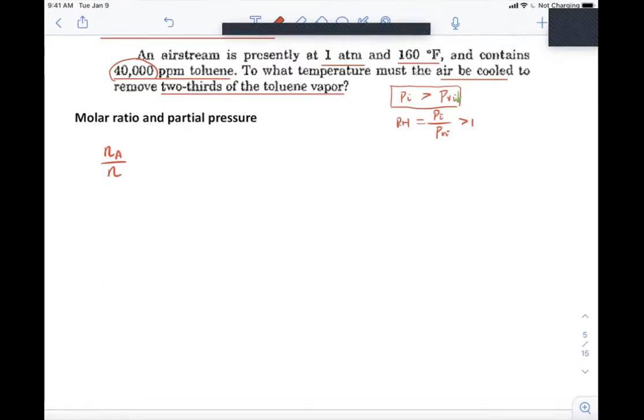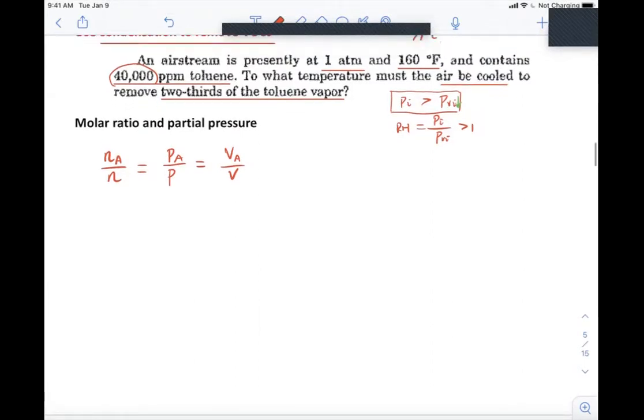Whenever we talk about ppm or ppb, ppt, that's just the number of moles divided by the total number of moles in the gas stream, right? According to the ideal gas law, the molar ratio is exactly the ratio between the partial pressure and the total pressure. I'm not sure if you have heard of the term partial volume. The partial volume is defined as VA divided by V. So the molar ratio also describes the pressure ratio and the volume ratio.